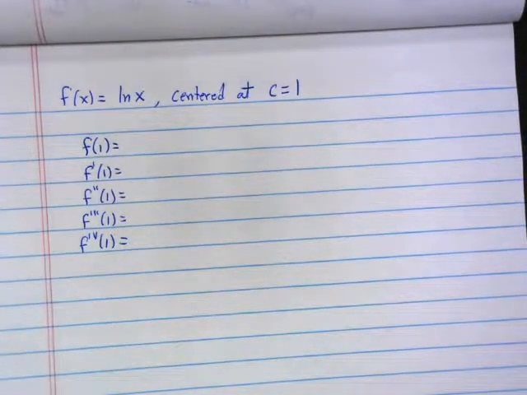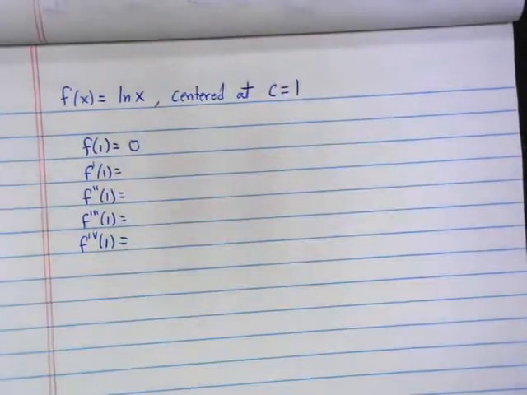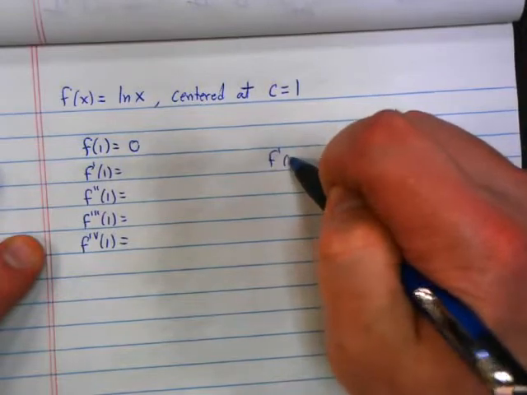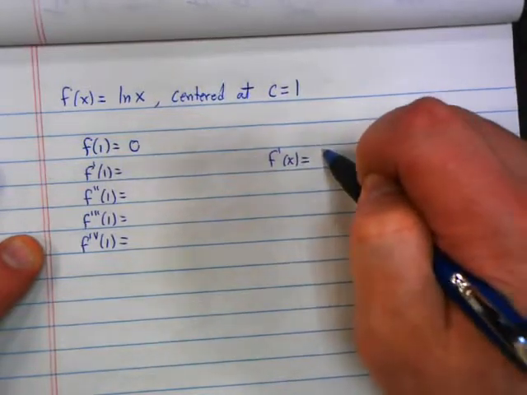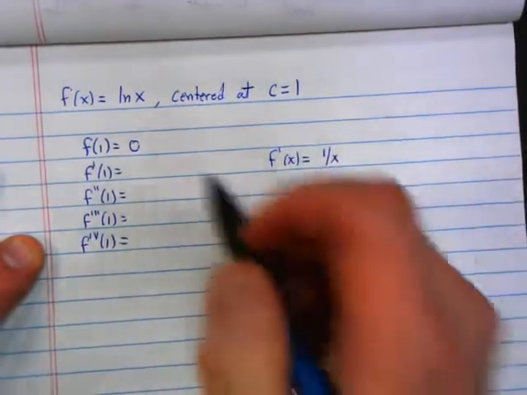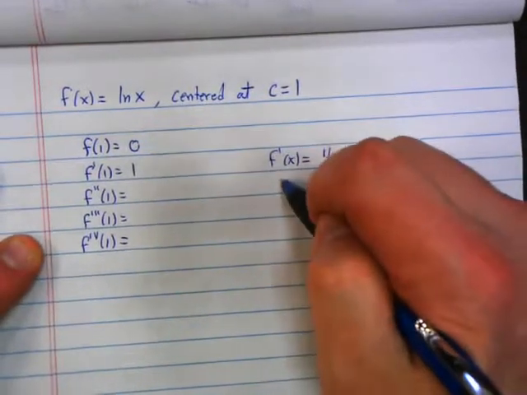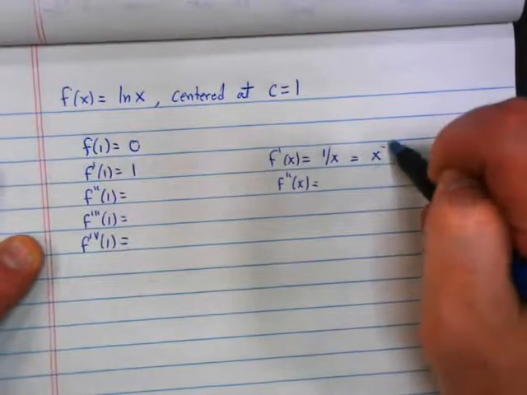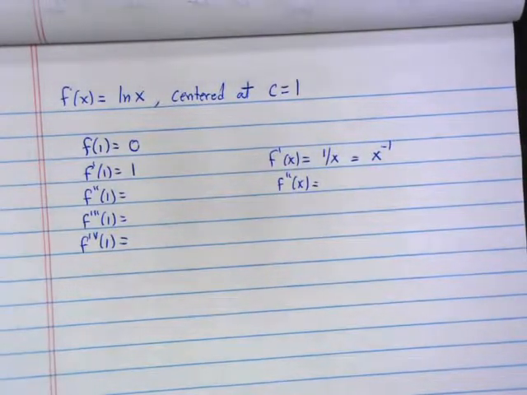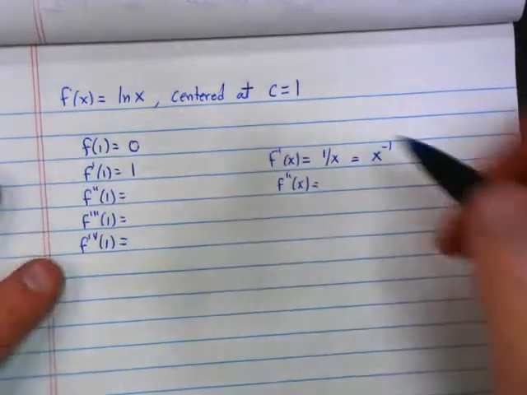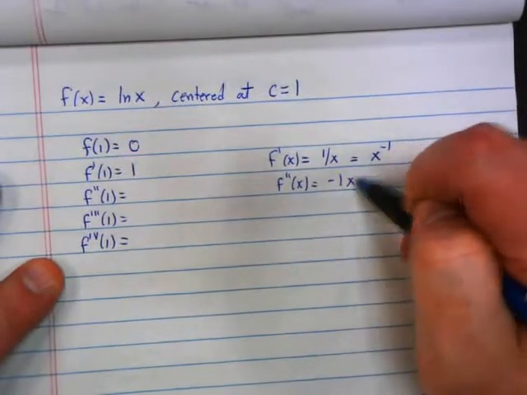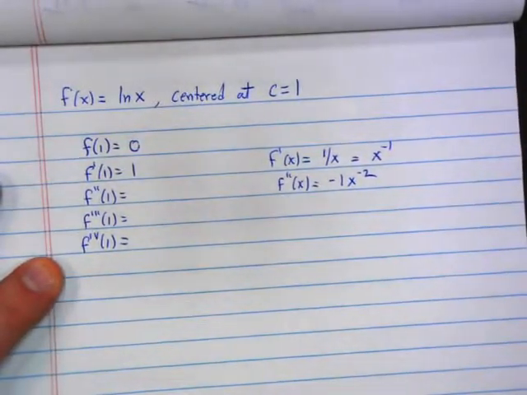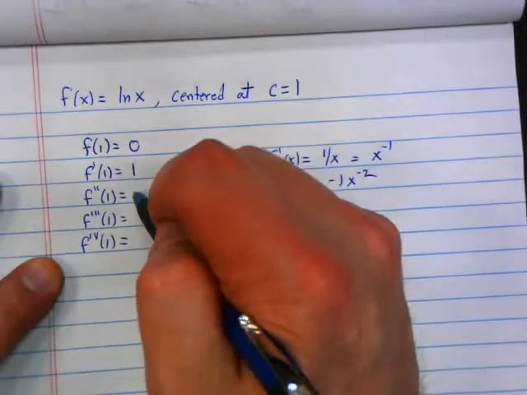What do I get when I plug in 1? What's ln of 1? 0. What do I get when I take the derivative? What's the derivative of ln x? 1 over x. So I plug in 1, I get 1. Think of 1 over x as being x to the negative 1. What's your second derivative? Negative x to the negative 2. And you plug in 1 to that, you get negative 1.